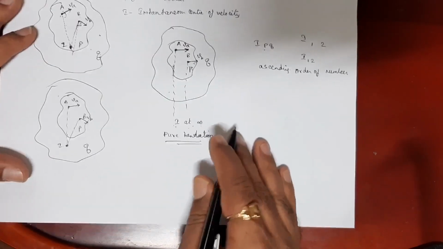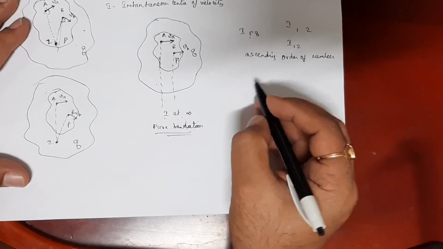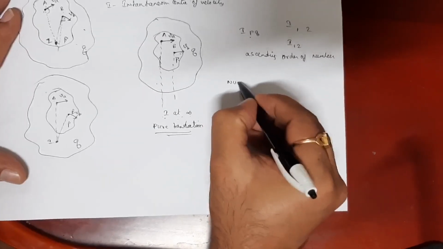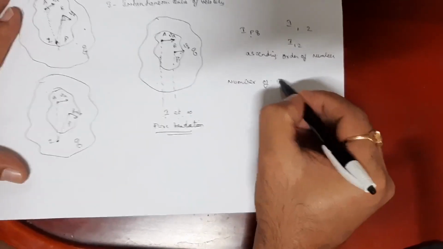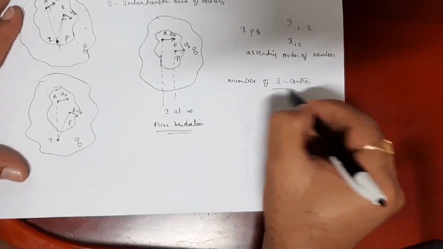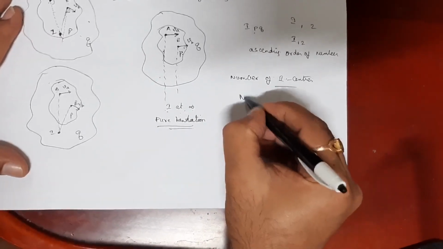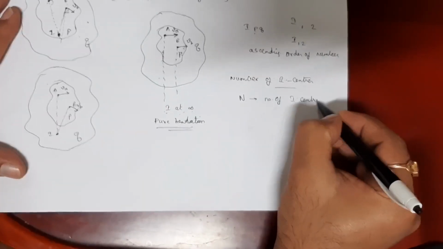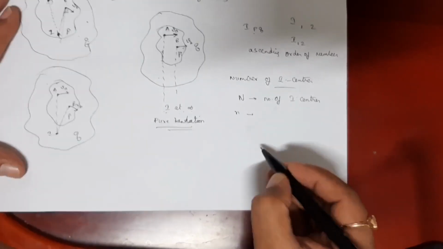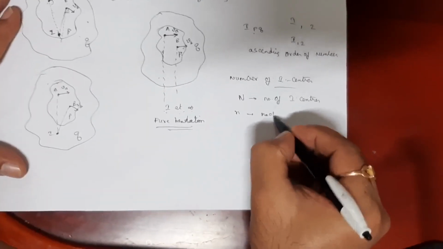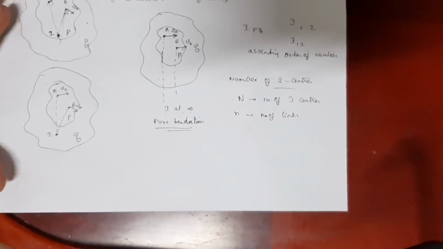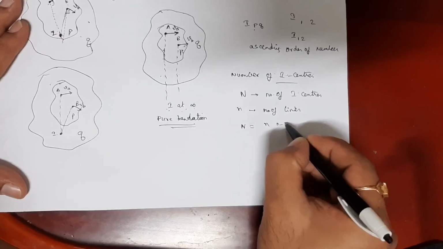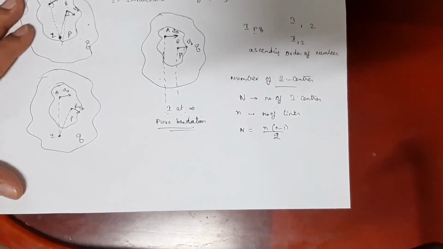Suppose actually the number of I centers, we can calculate the number of I centers. Suppose capital N is the number of I centers, instantaneous centers, and suppose small n is the number of links. Okay, number of links. So number of I centers can be calculated like n into n minus 1 by 2. Okay, n into n minus 1 by 2.